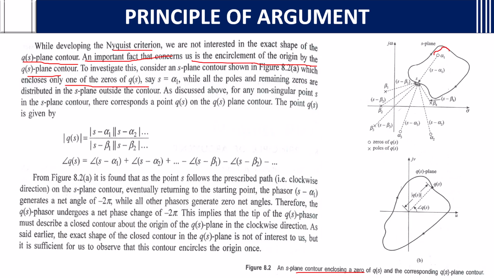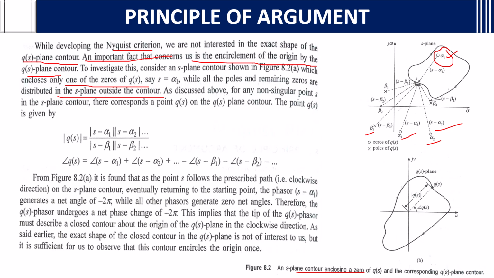No, this is only one zero which is present inside. Then the poles and remaining zeros are distributed in the S plane outside the contour. See, these are one pole, this is a zero, like that. They are outside the contour. Contour is nothing but the line or the diagram drawn according to the points. So inside, only one zero is considered and other zeros and poles are considered outside the contour.